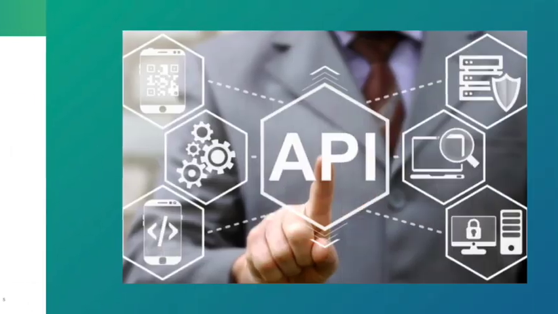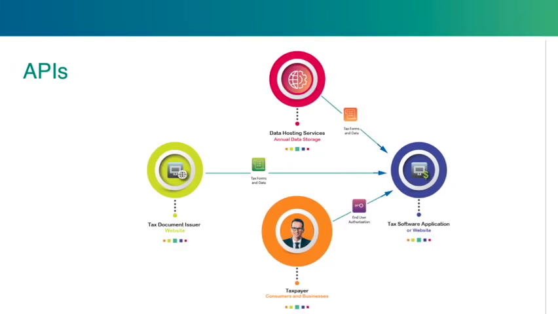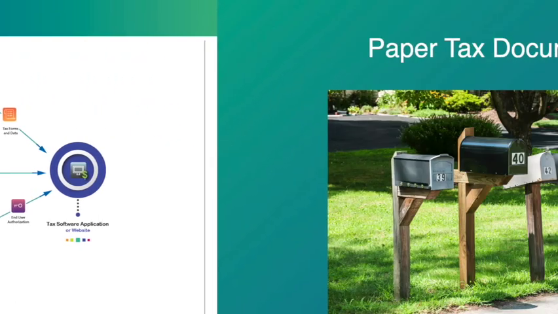First is API implementation. This diagram depicts the idea that a taxpayer can authorize tax software to retrieve tax document data from a tax document issuer. Alternatively, the tax document issuer may outsource the hosting of tax data to a trusted service that has an API relationship with the tax software application.